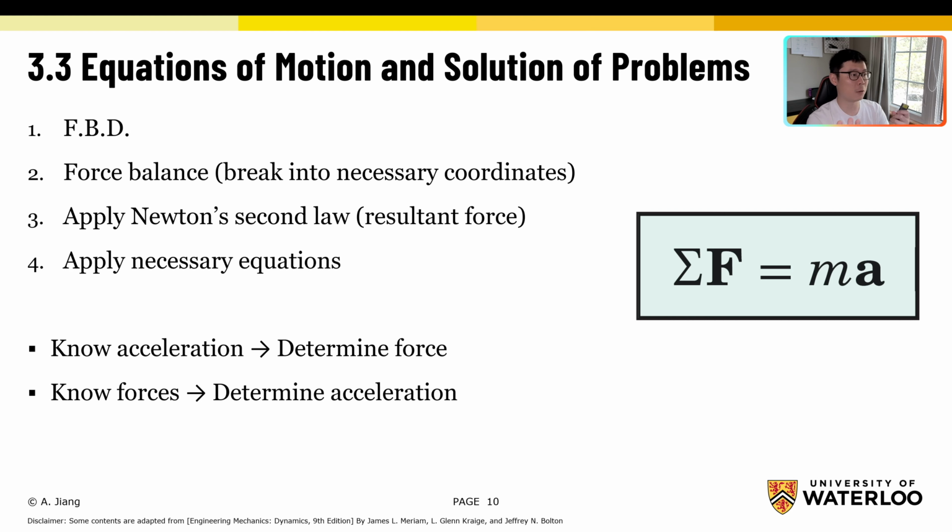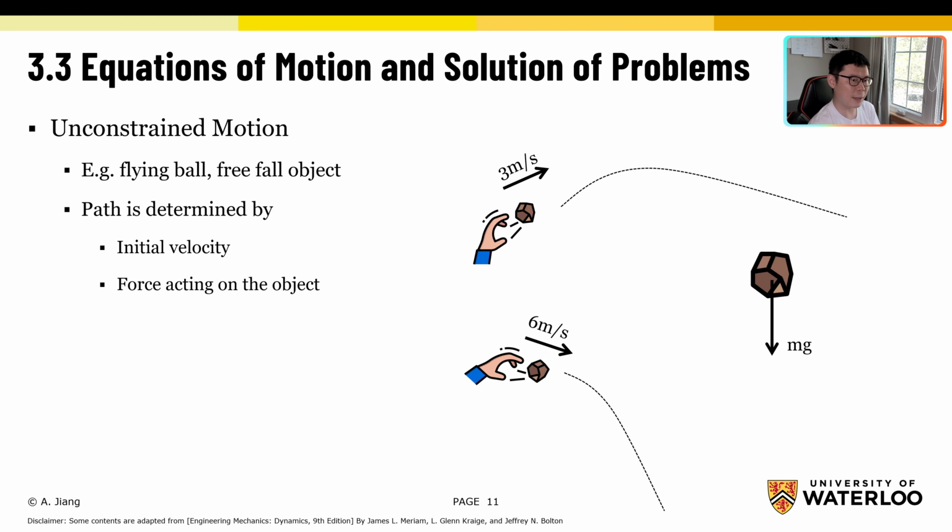Okay, so either way, you're going from left to right or right to left. We discussed unconstrained motion and constrained motion before already. However, here we want to do a quick review before moving on. For unconstrained motion, such as a flying ball or free-falling object, the path is determined by its initial velocity and the force acting on the object. That's it. It's unconstrained. Okay? Those are the only two determining factors.